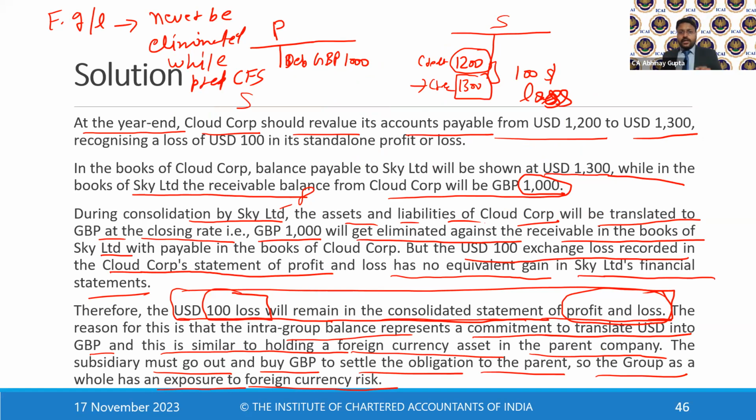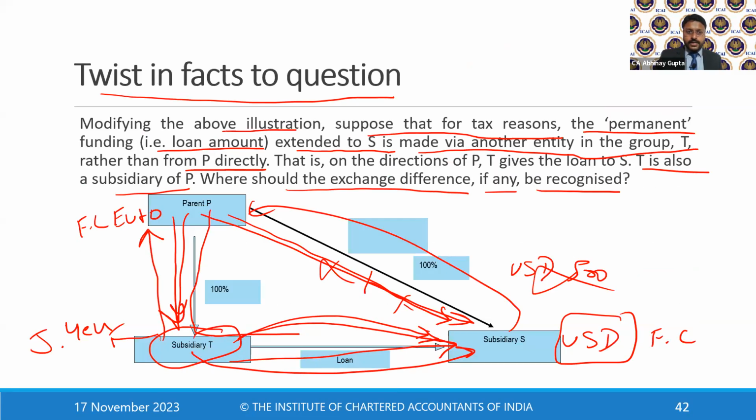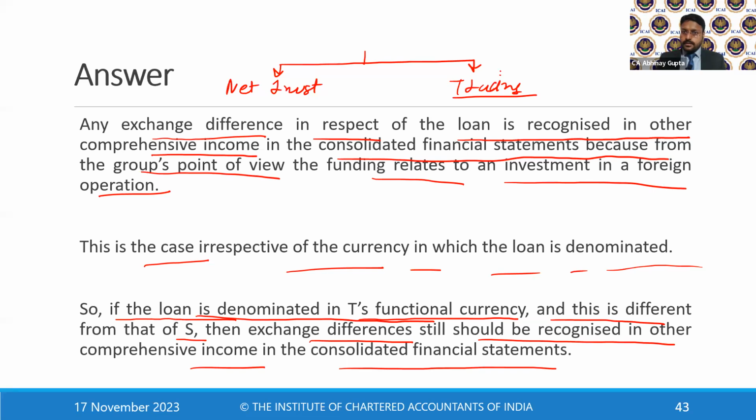So, let me summarize the whole concept once for you. Let me find some white space. Okay, I will be using this white space. Now, there are two types of balances. Number one, net investment. Number two, trading, which is basically not a net investment. For the sake of simplicity, we are saying trading.